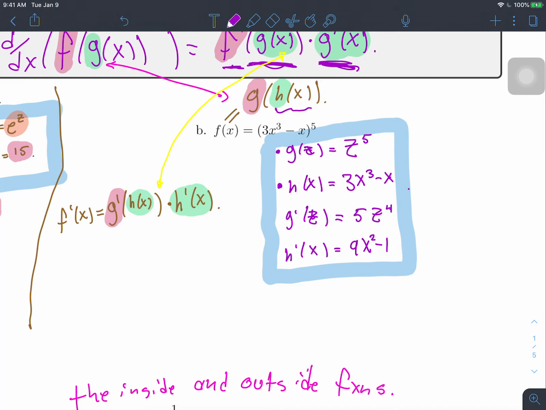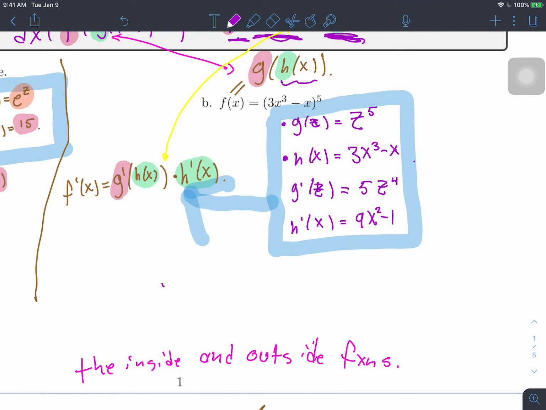And now I'm going to take all of that stuff and I'm going to plug it into this thing right here. Okay? So I'll write f prime of x. Well, I just take h of x, which is 3x cubed minus x, and I plug it into g prime of z. So I get 5 times 3x cubed minus x to the power 4.